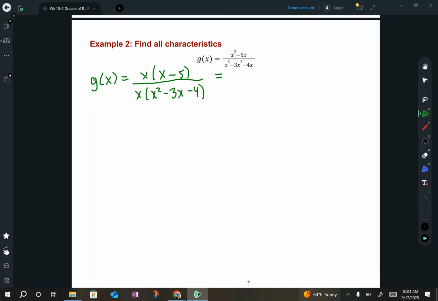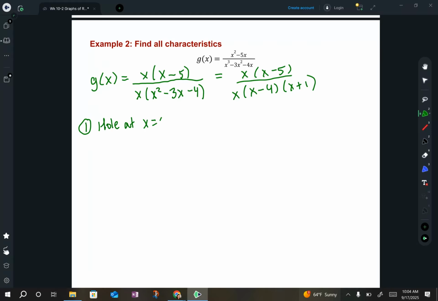I can factor more. x minus 5 is my numerator. x minus 4, x plus 1 is my denominator. Multiply to -4, add to -3. Great. All right, so are there any holes? Are there any common factors in the numerator and denominator? Yes. When x is 0, we get 0 over 0. So there is a hole at x equal to 0.